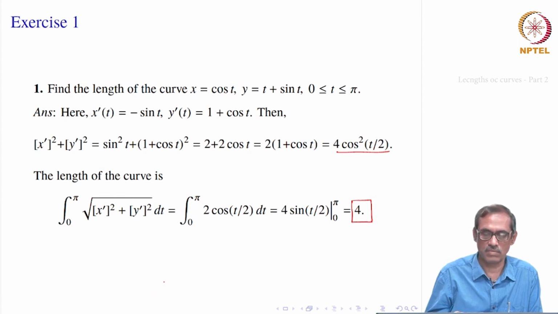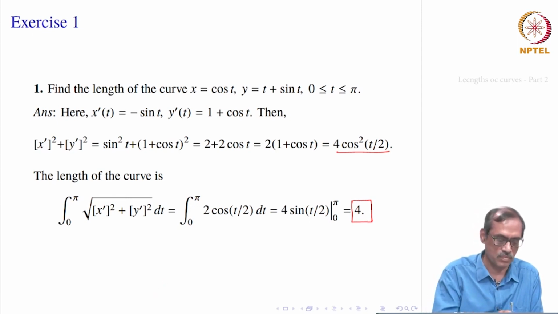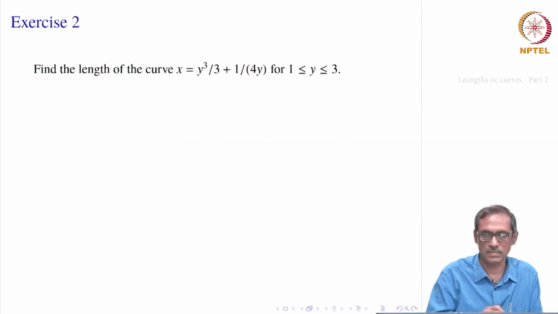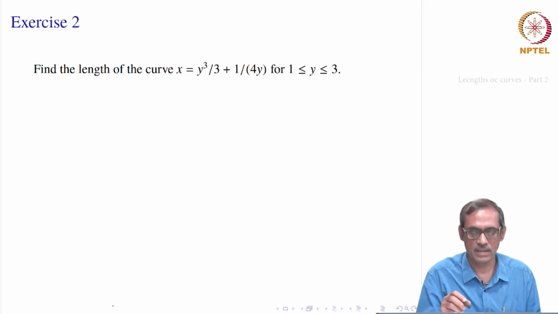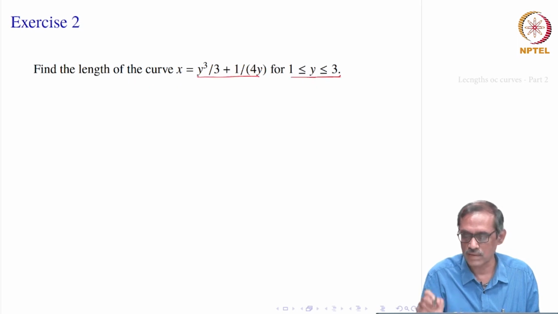So, as you see, it is quite straightforward to compute the lengths of the curves. Let us take another problem. Find the length of the curve x equal to y cubed by 3 plus 1 by 4y for 1 less than or equal to y less than or equal to 3.